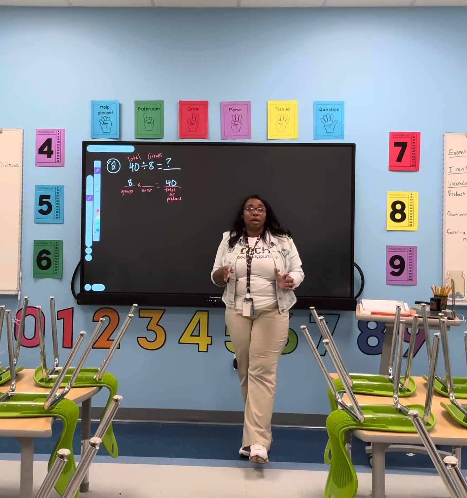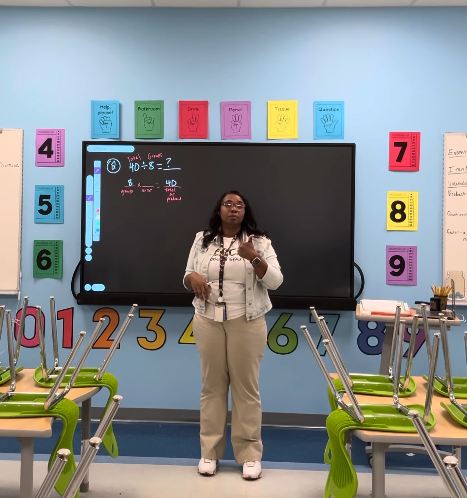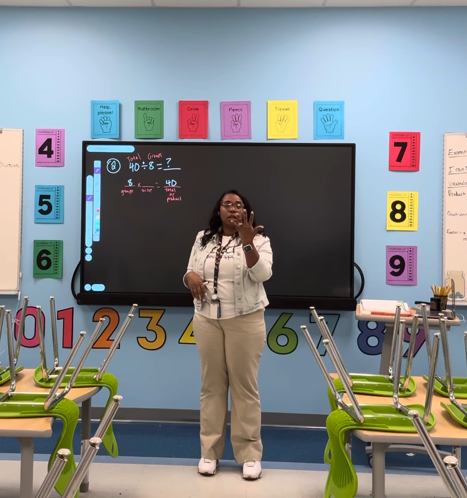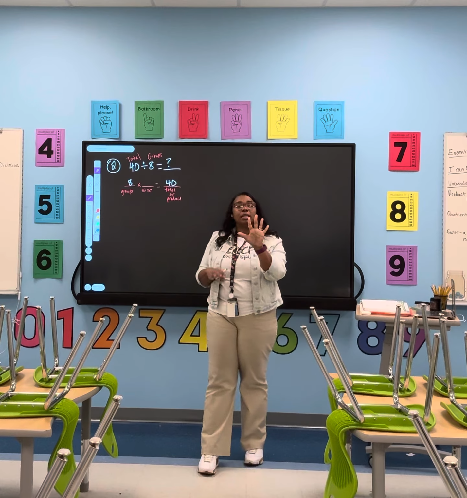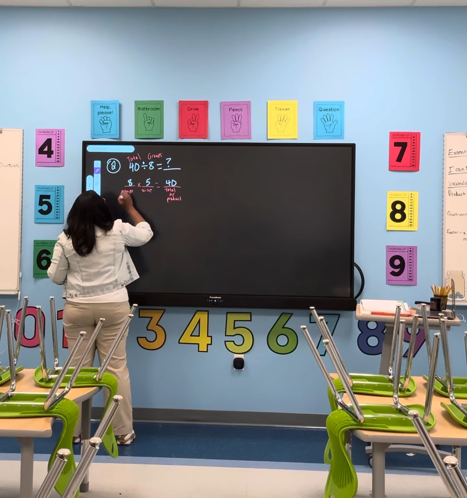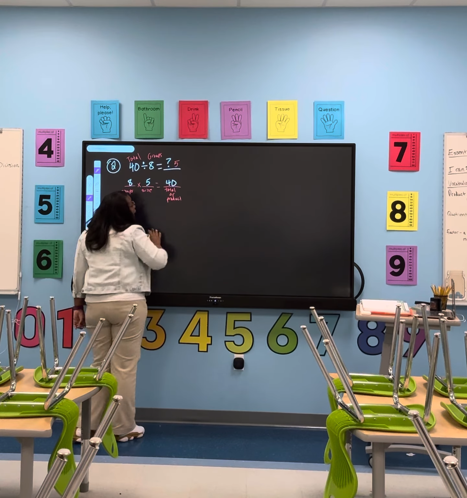So let's do a skip count. I'm going to skip count by 8 till I get to 40. So that would be 8, 16, 24, 32, 40. When I got to 40, I have 5 fingers. So that means my answer is 5. Now we know that the answer to this division equation is 5.